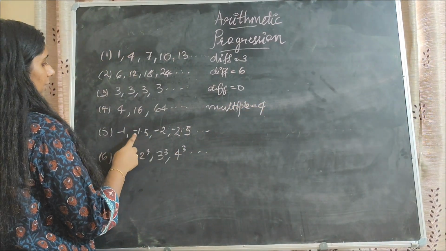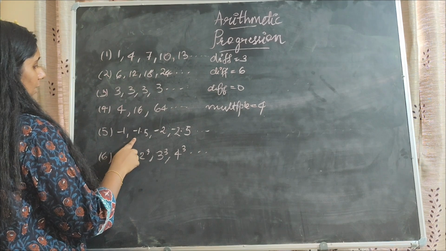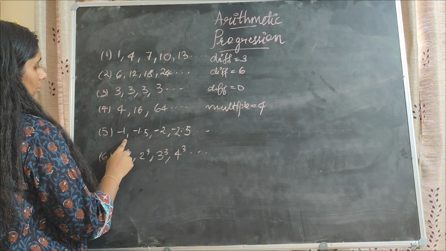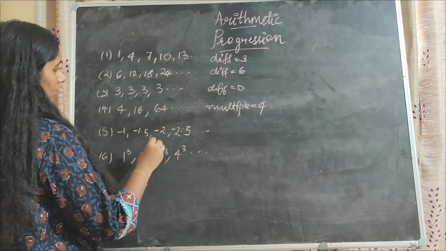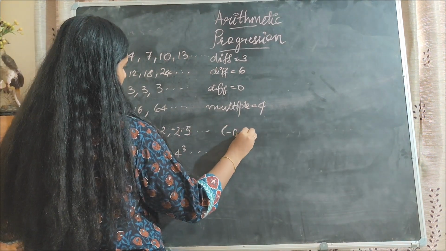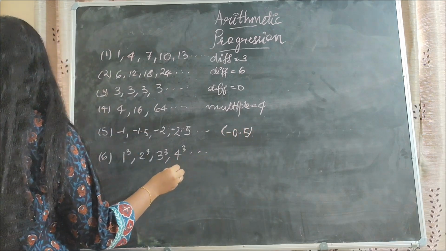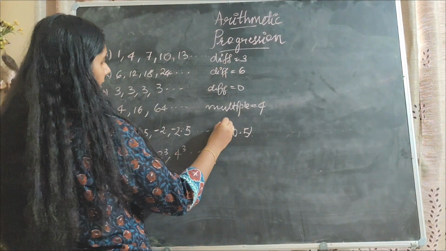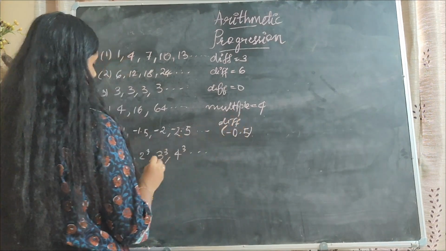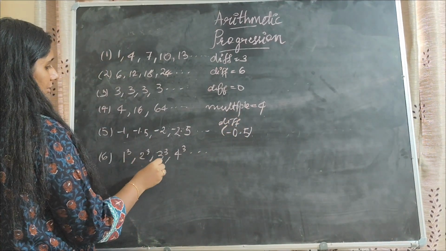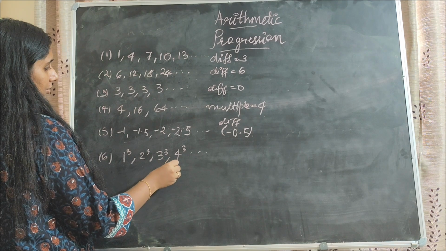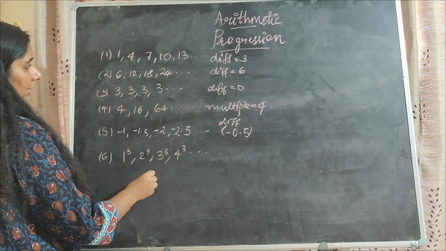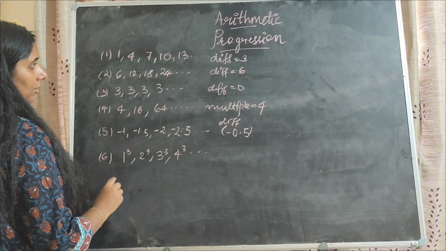Next, this is having a difference of minus 0.5. Minus 1.5, minus 1, so it is minus 0.5. Minus 0.5 is the difference. In this case it is 1, 8, 27, 64. So this doesn't have a difference, this doesn't have a multiple.